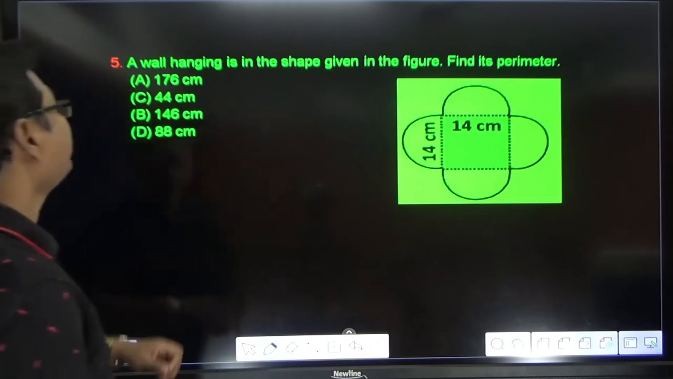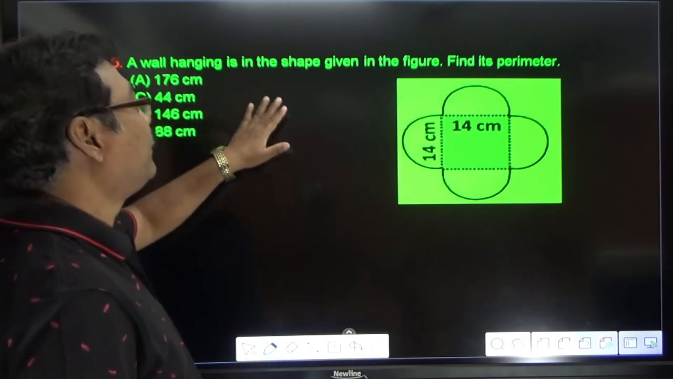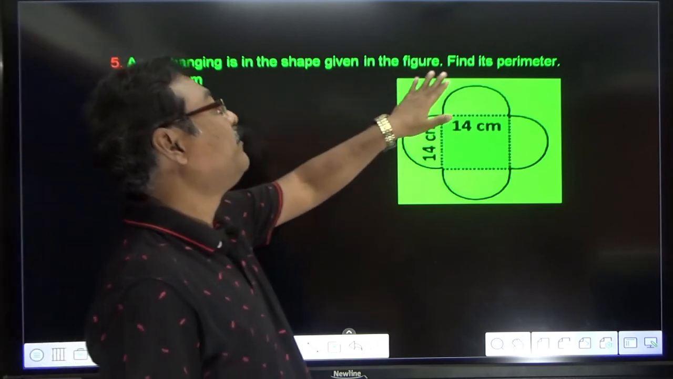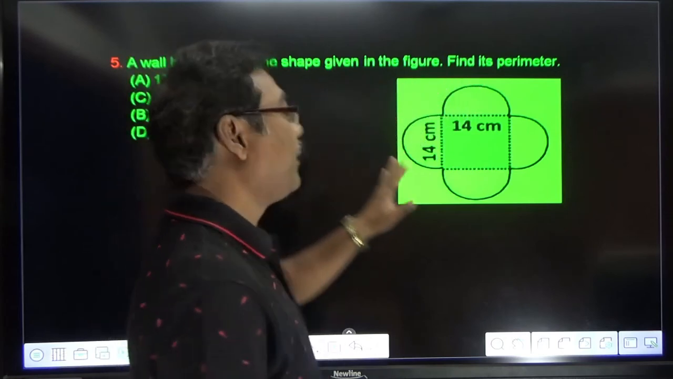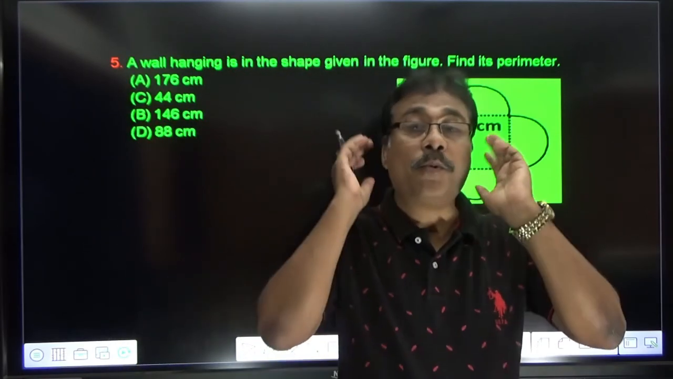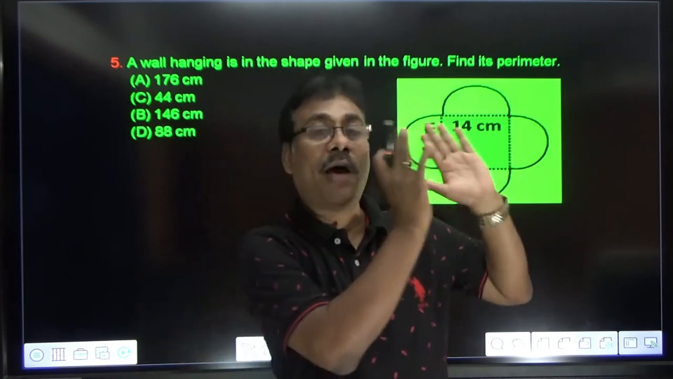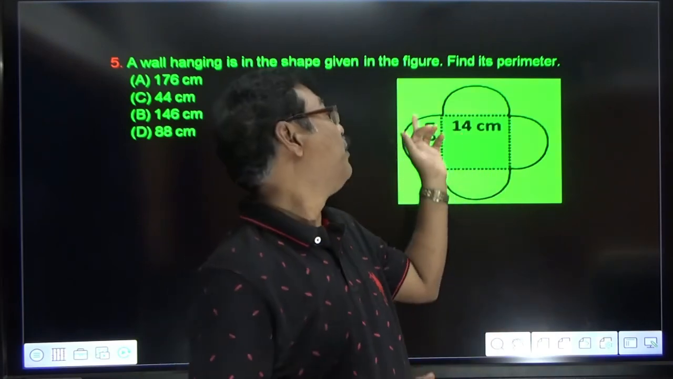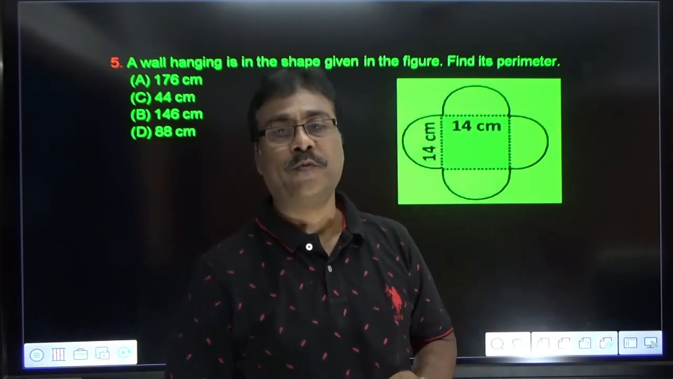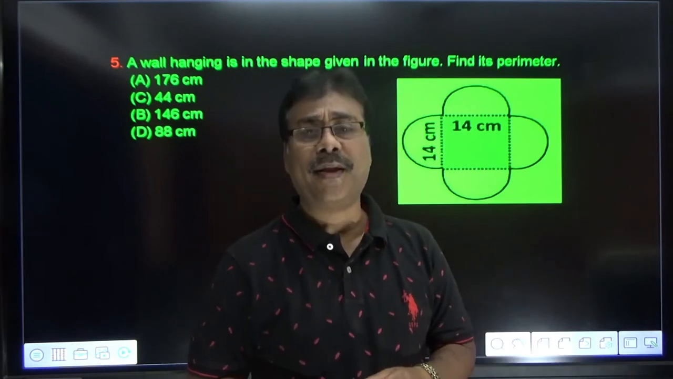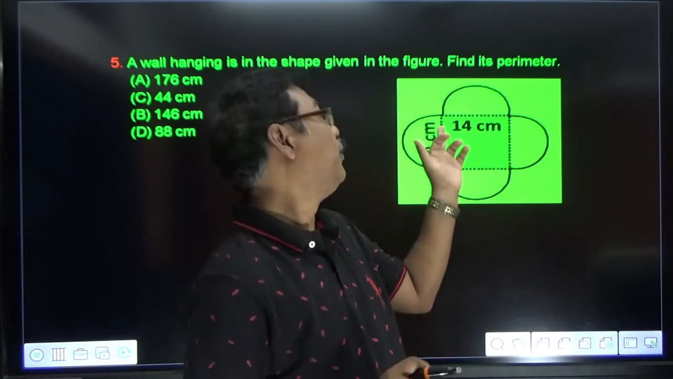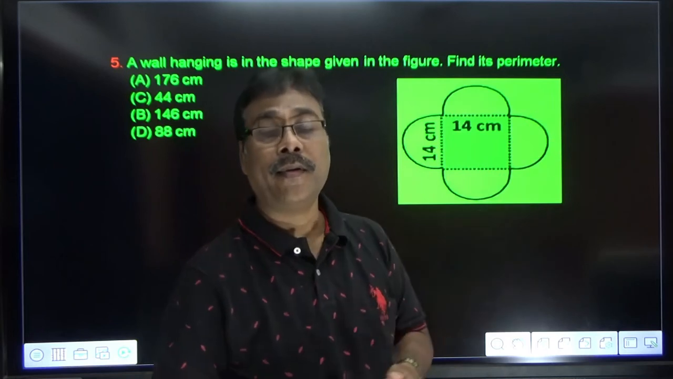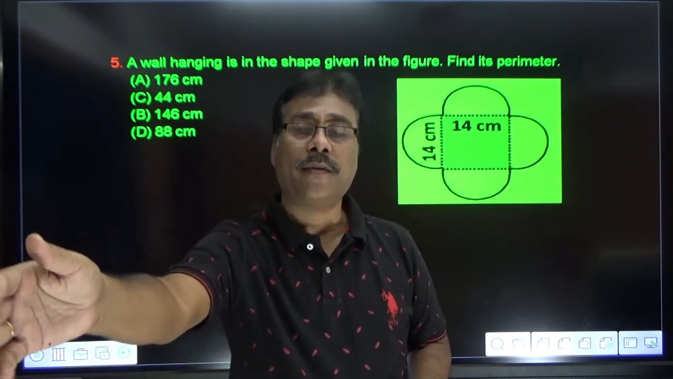What is it? A wall hanging is in the shape of the given figure. Find the perimeter of this one. This is the wall hanging. You have to visualize that something is hanging on the wall whose shape looks like this. Some pictures, some photos may be there. The question is, what is the perimeter?